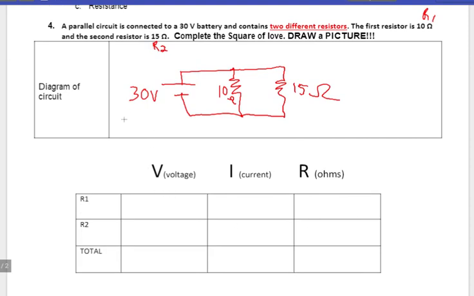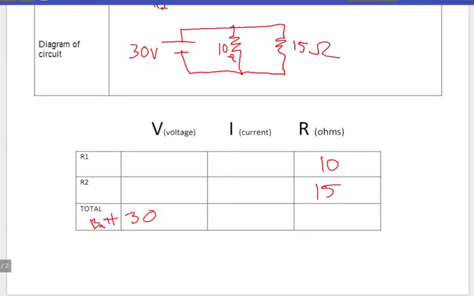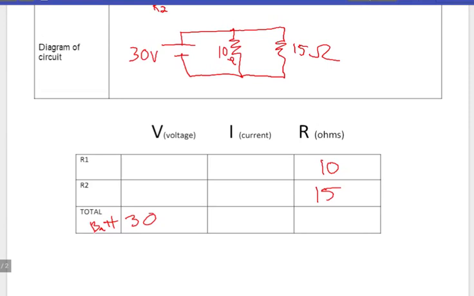So it told me that the total voltage, or the voltage of my battery, is 30. So I'll fill in 30 here. R1, the resistance, is 10. And R2, the resistance, is 15. So because this is a parallel circuit, it has various rules.